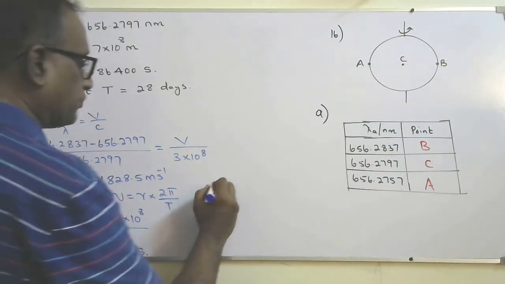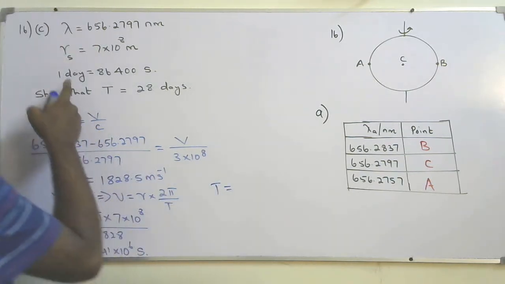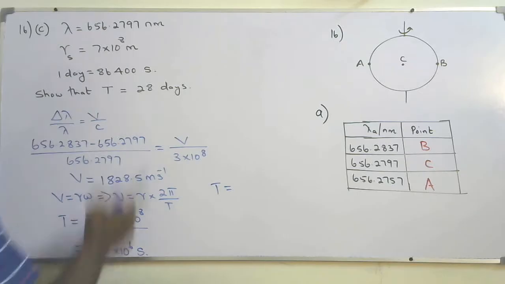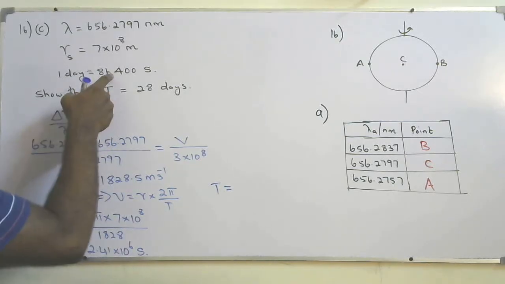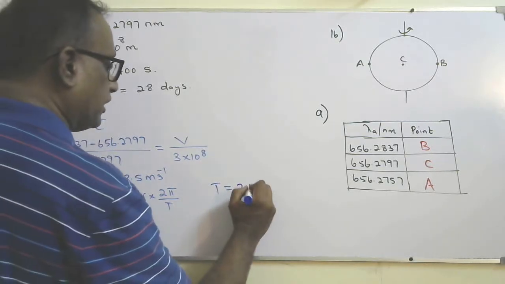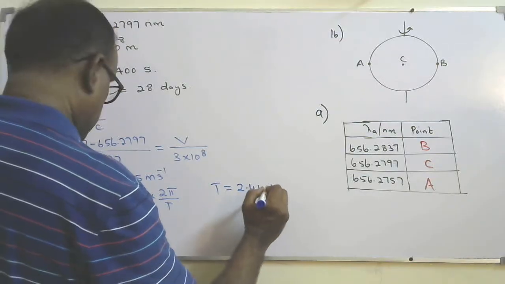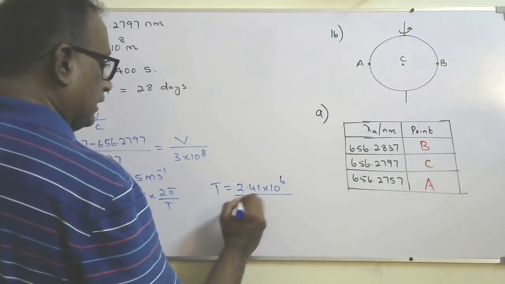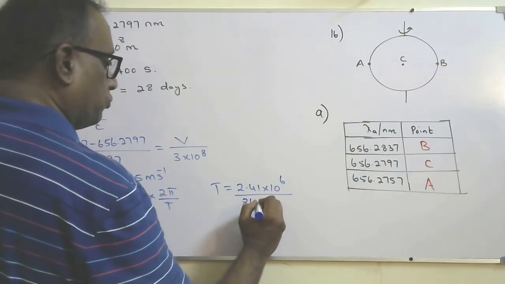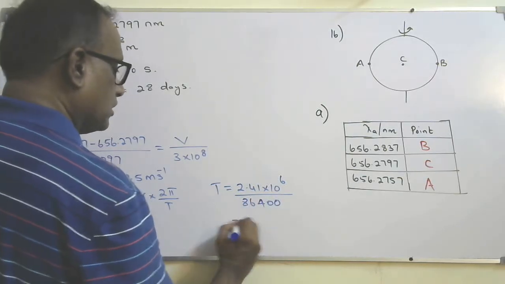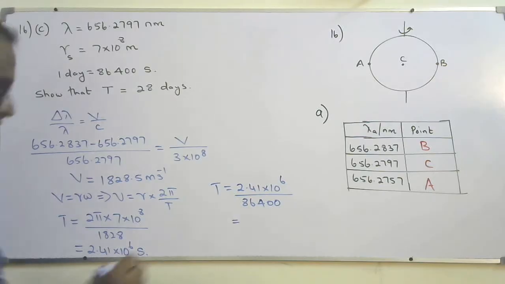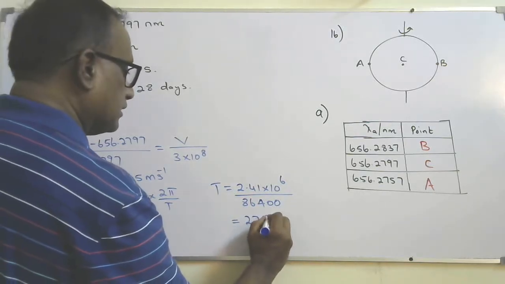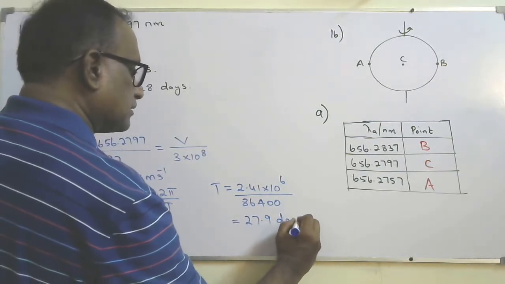To convert to hours, divide by 1 day equal to this much. To convert to days, divide this value 2.41 into 10 to the power 6 by 86400. So that will be 27.9 days.